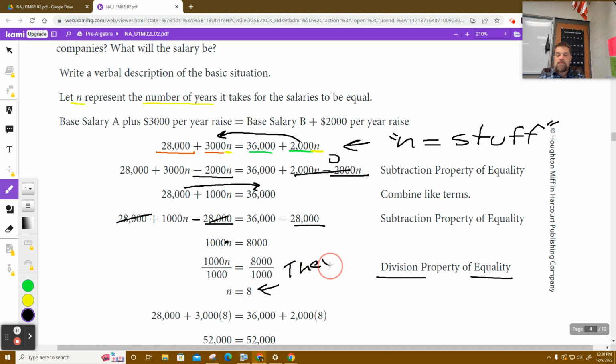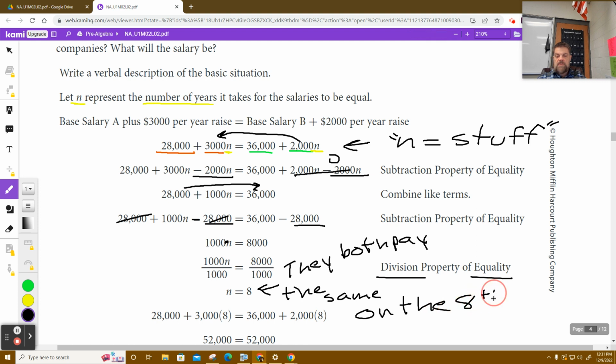They both pay the same on the 8th year. So after eight years, both companies are paying the same. But then they said there was a second part to the question, what would that salary be?